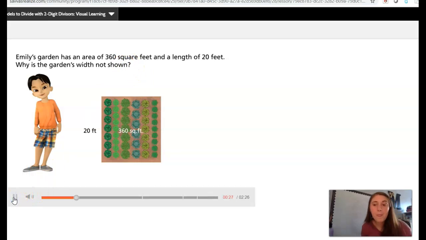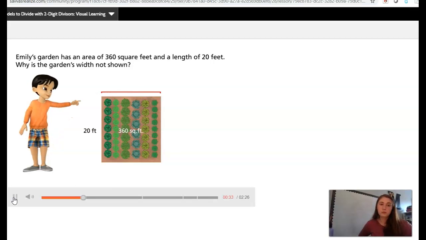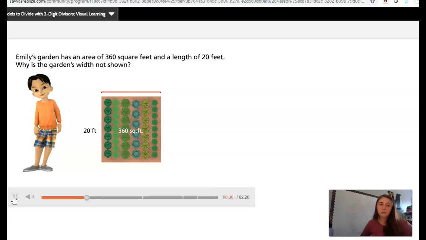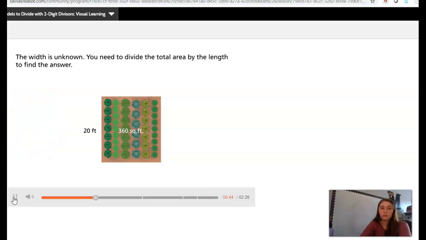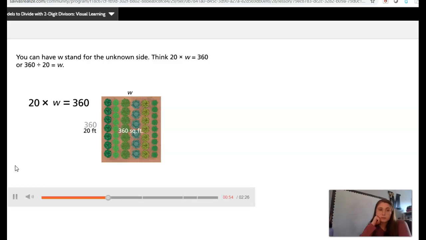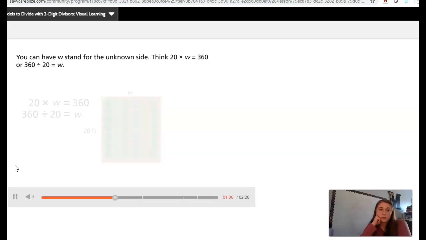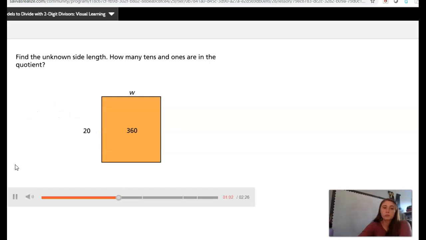Emily's garden has an area of 360 square feet and a length of 20 feet. Why is the garden's width not shown? The width is unknown. You need to divide the total area by the length to find the answer. You can have W stand for the unknown side. Think 20 times W equals 360, or 360 divided by 20 equals W. Find the unknown side length. How many tens and ones are in the quotient?